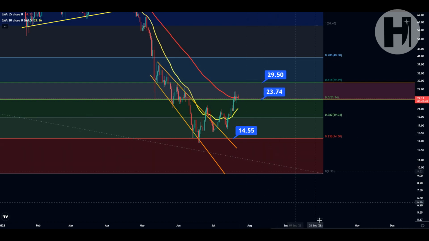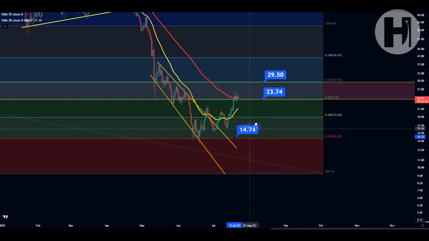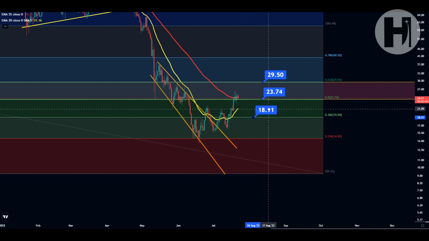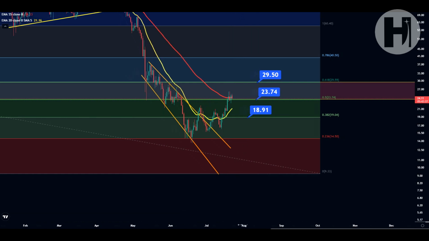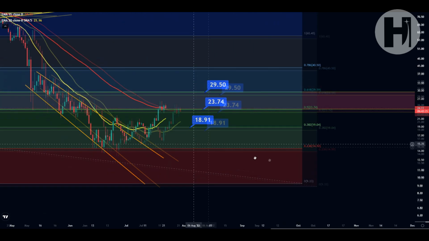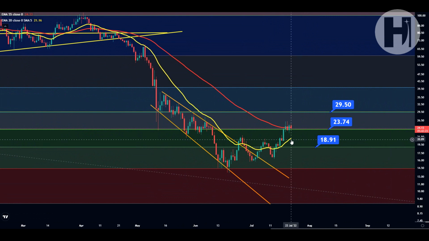Now, the next support level above the $14.55 is the 0.382 Fibonacci retracement at $19. So that is a great support level to hold. And above that, you can see we have the 20 EMA, which is the yellow line here, and we have the 55 EMA, which is the red line. So we are a bit overextended from the 20 EMA, to be honest with you. So I would expect a bounce off support at the 20 EMA over here.